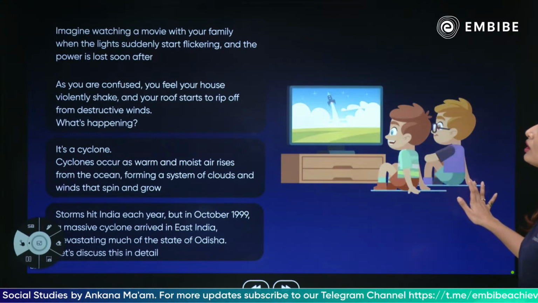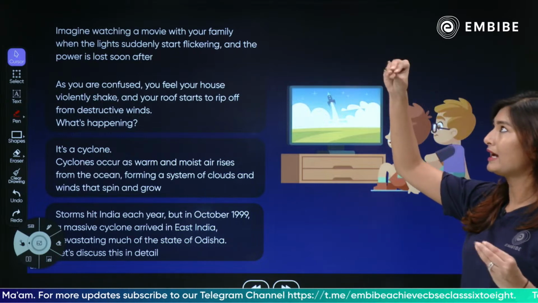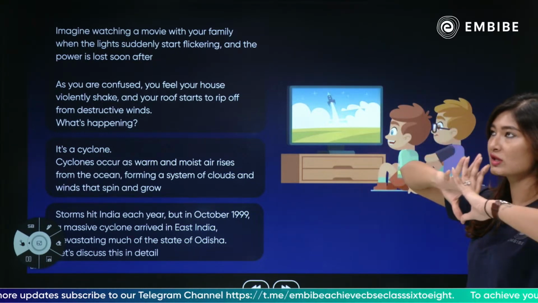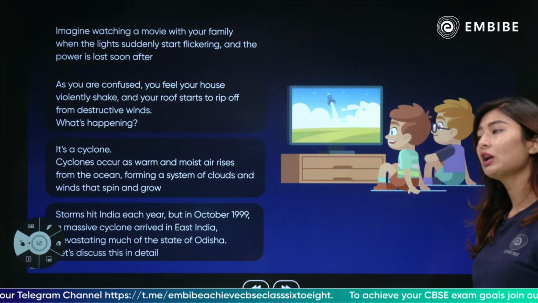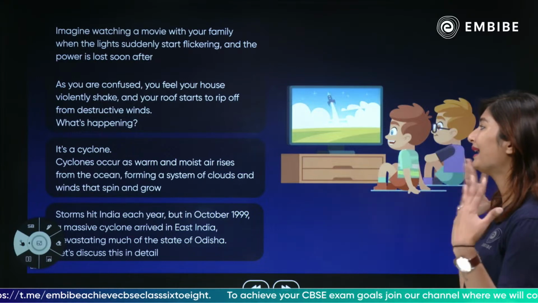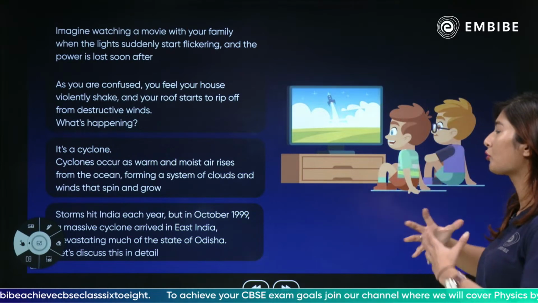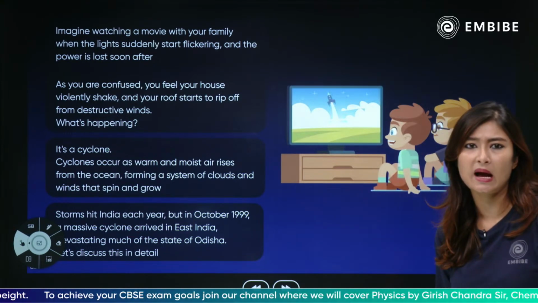Chalo. Imagine watching a movie with your family when the light suddenly starts flickering, right? The light will start going bhag, bhag. It's just flickering and it's kind of scary, and the power is lost soon after that. You might be confused. You feel your house is violently shaking and your roof starts to rip off from the destructive winds. What is happening?